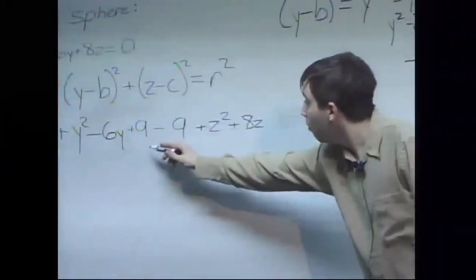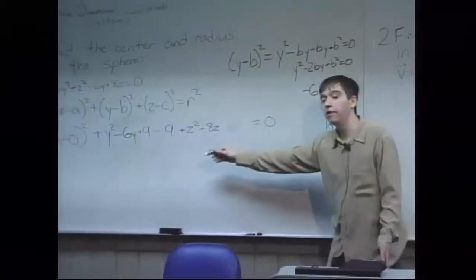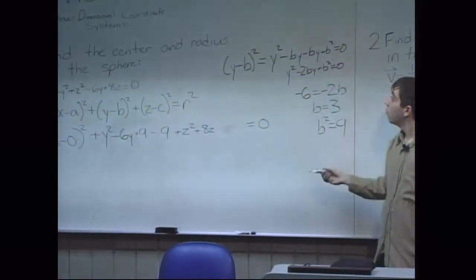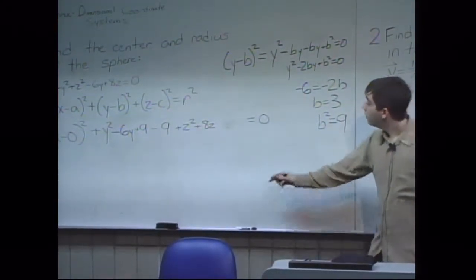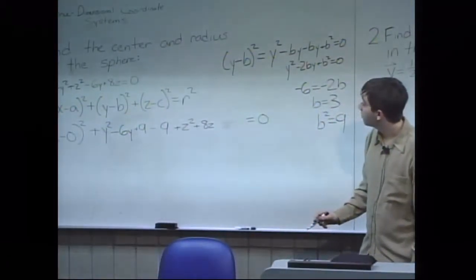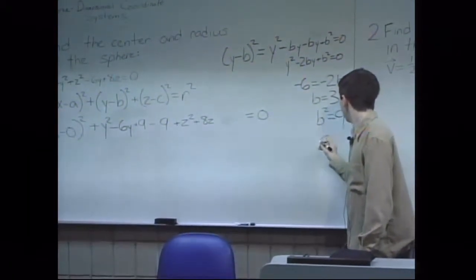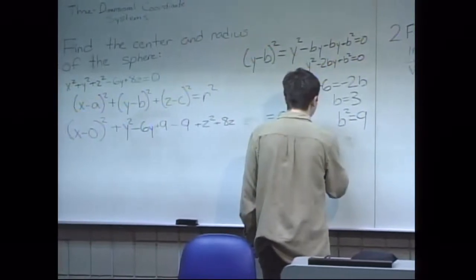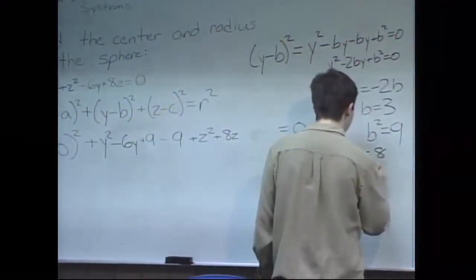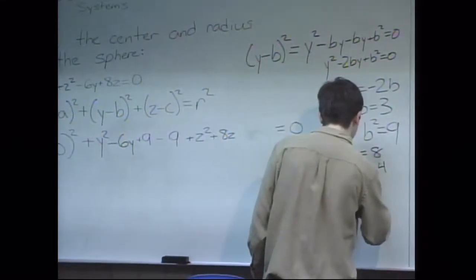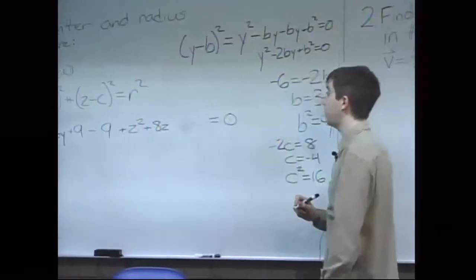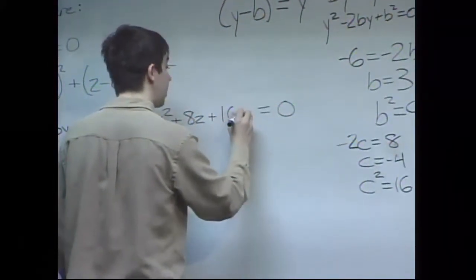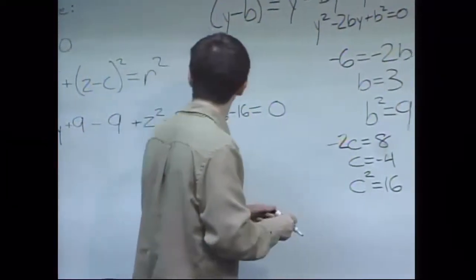OK, so now we've got (y - 3) squared in there. If you go ahead and factor that out, if you just reverse the steps, you end up getting (y - 3) squared. And you can do something very similar over here. So z squared plus 8z, in this case, we have negative 2c is equal to 8, c is equal to minus 4, and c squared is equal to 16. So very similar steps, plus 16 minus 16.